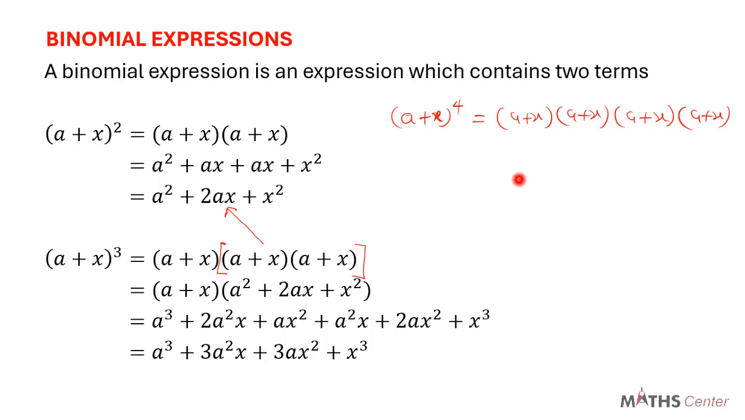It will be better if there is a method that we can use without going through this lengthy process. There is a method like that. It is known as the Pascal's triangle. The Pascal's triangle helps us to get the coefficients of the terms in the binomial expansion.